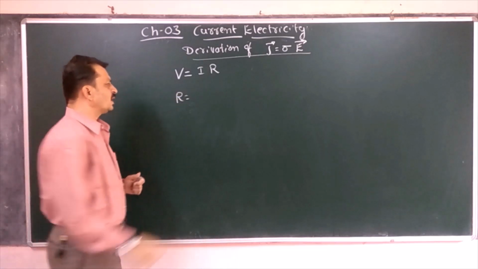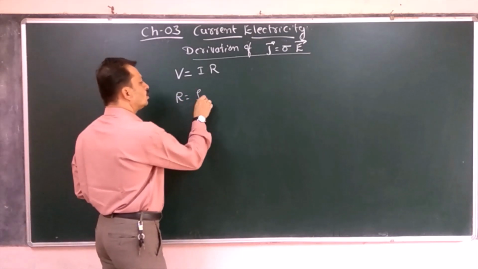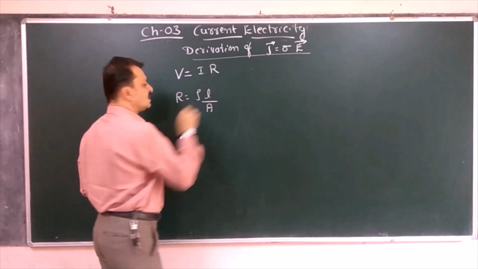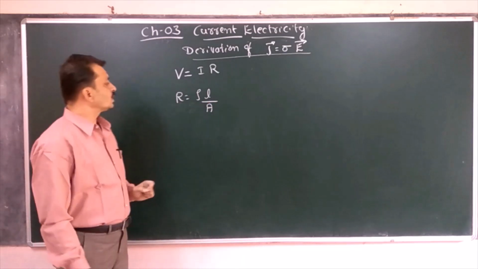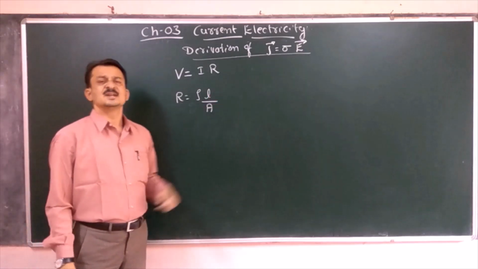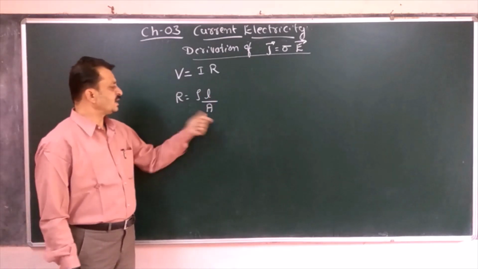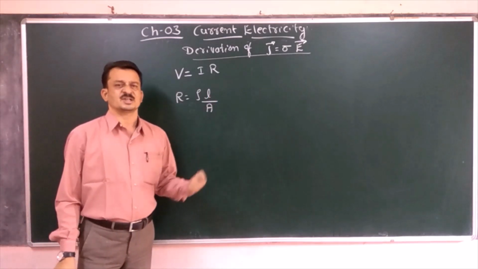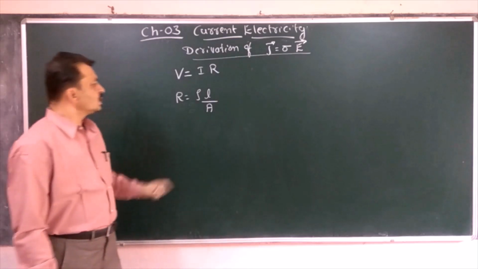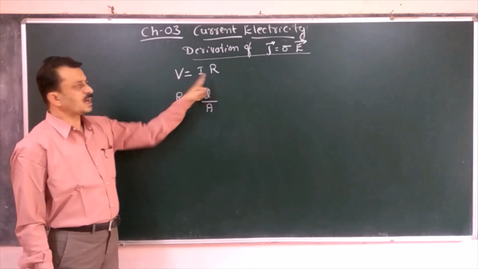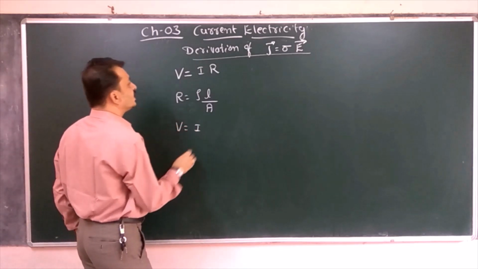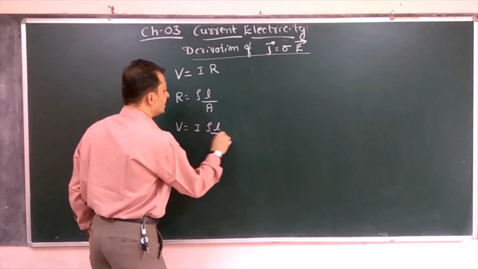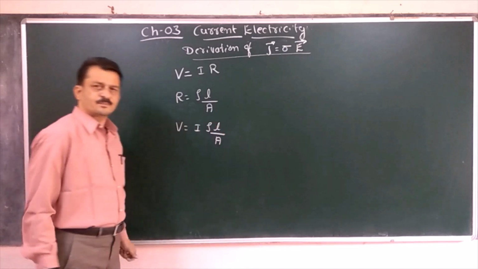That is given by R equal to rho L divided by A, where rho is resistivity of the material, L is length of the conductor, and A is area of cross section. That we already know. Now substitute this value in the above expression. I will get V is equal to I into rho L divided by A.